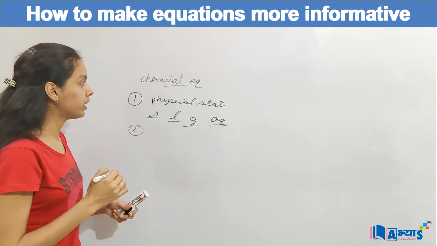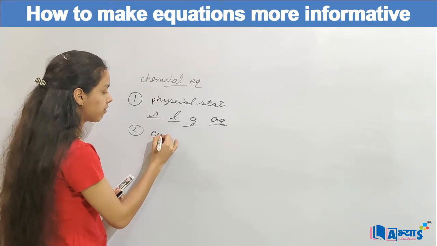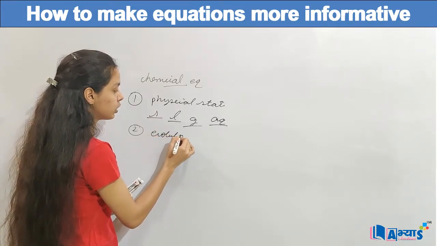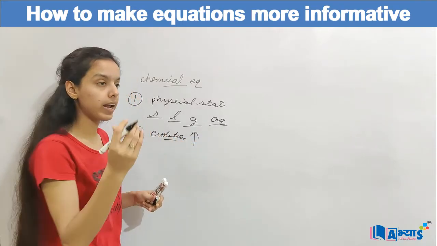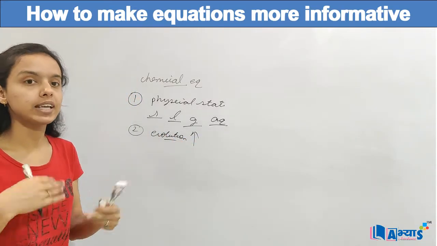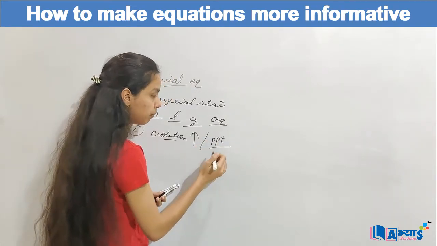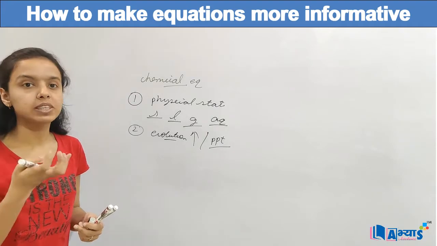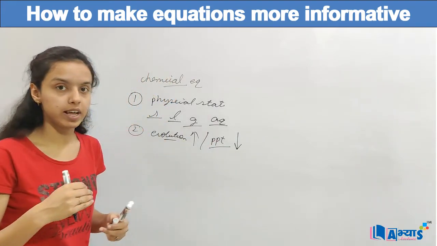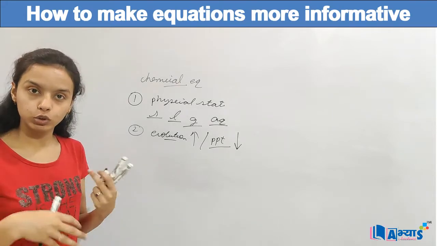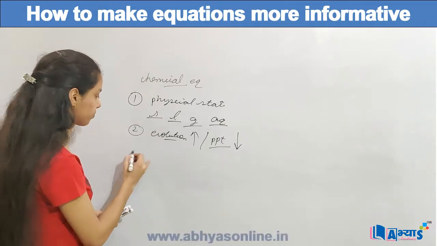The next important step is that you can mention whether there is evolution of gas. For evolution of gas, you always have to write an upward arrow, which means the gas has been evolved. And whenever there is formation of a precipitate, that means an insoluble substance is obtained, you always have to mention it with a downward arrow. Upward arrow is for evolution of gas, downward arrow is for formation of a precipitate.